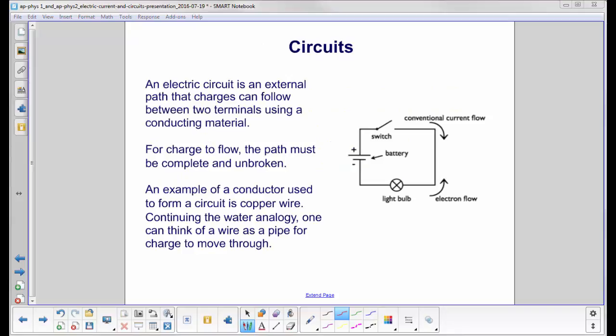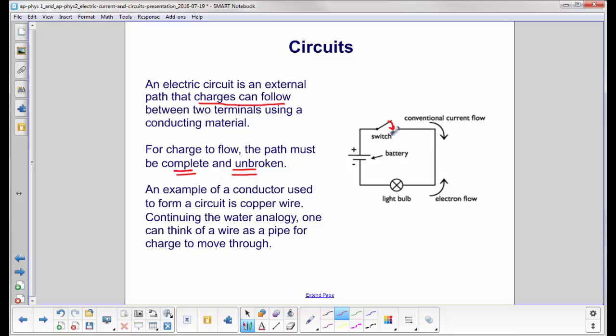Here's our first electric circuit diagram. An electric circuit is an external path that charges can follow. Charges are moving along the electric circuit between two terminals using a conducting material such as copper or aluminum. For charge to flow, the path must be complete and unbroken. If you don't have a complete path, no current flows in the circuit. For example, if this is a switch and it's in that position here, the circuit is broken, no current will flow. This switch would have to be closed like that, and then you will get current.